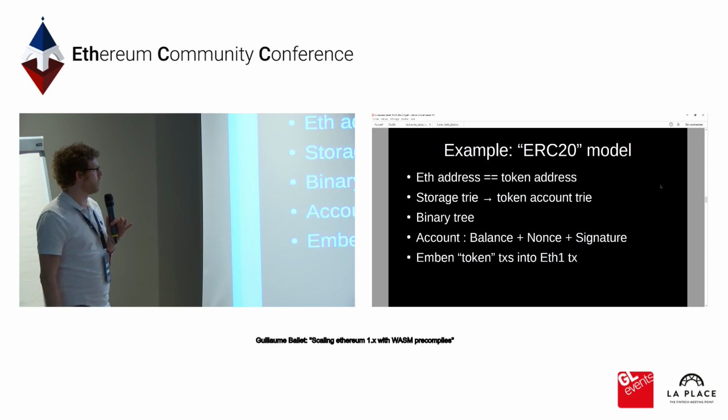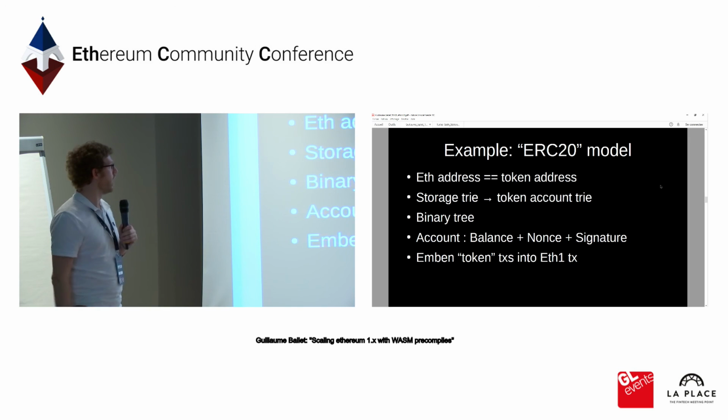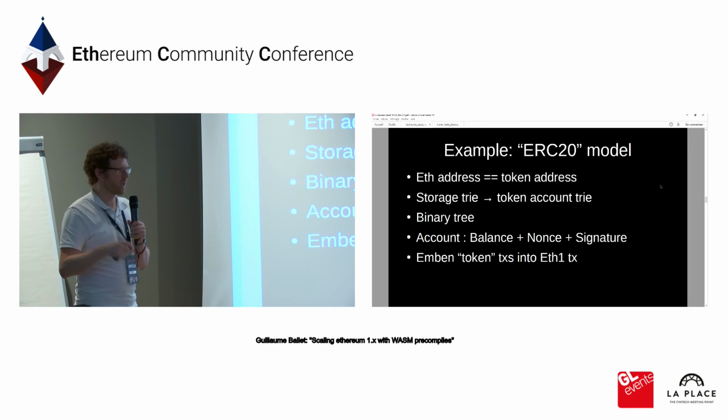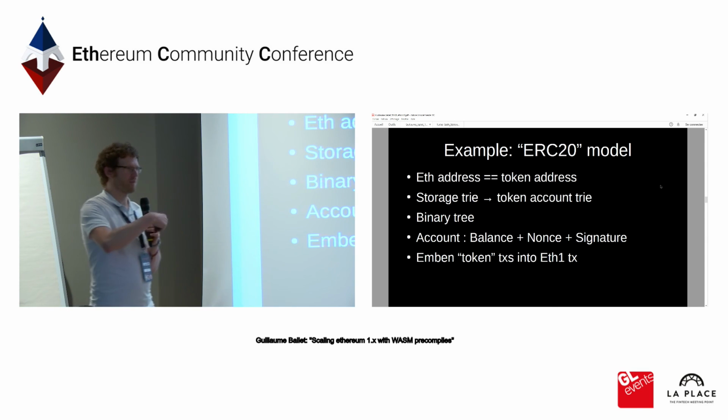So I came up with a very simple model here. It's not a functional one, but it's just to explain the way things would work. It's like an ERC20, except instead of having a map with a list of accounts and their balances, and instead of having a transfer function and things like that, you use the storage trie as the token account trie. And you can use a binary trie, why not? Sorry, binary tree.